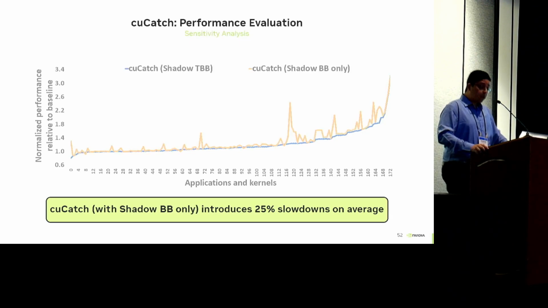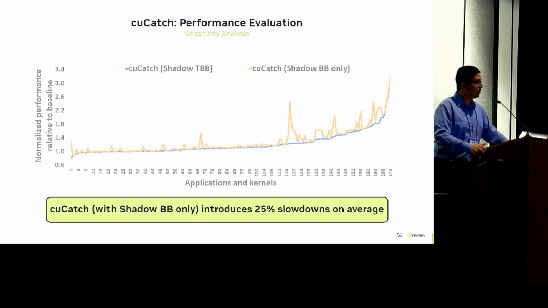We have also experimented with a cuCatch configuration that only uses the shadow map. So this shadow-only approach always indexes the shadow map every time it needs to retrieve metadata. It does not rely on the upper pointer bits to get some sort of a shortcut on where the BST is. On average, this cuCatch configuration introduces 25% slowdowns compared to baseline, which is still comparable to our original shadow TBB approach.